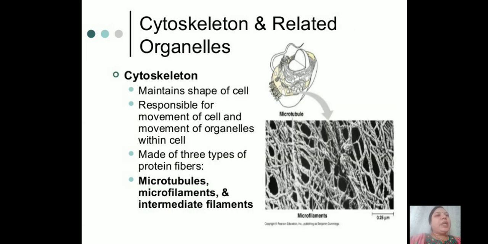Cytoskeleton mainly gives shape to the cell. It is responsible for the movement of the cell and movement of organelles within the cell. It is made up of three types of protein fibers, that is microtubules, microfilaments and intermediate filaments.